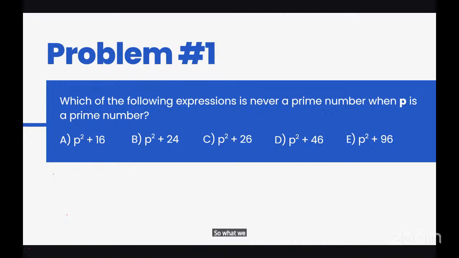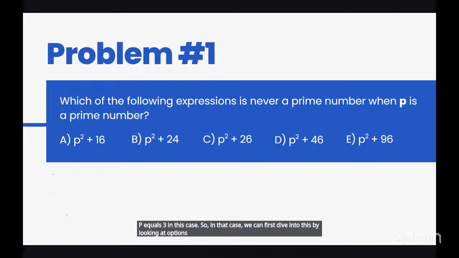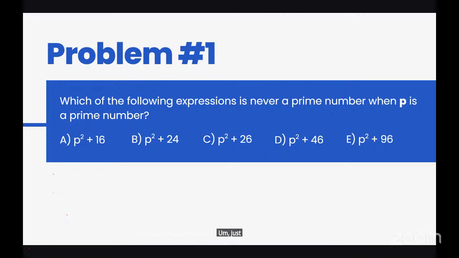So what we want to do is first take a small prime number like p equals 3 in this case. So in that case, we can first dive into this by looking at option C and just option C. So we can see that option C is p squared plus 26. And we know that if we sub in 3 for that, 3 squared becomes 9 plus 26, and that ends up being 35, which is not a prime, right?